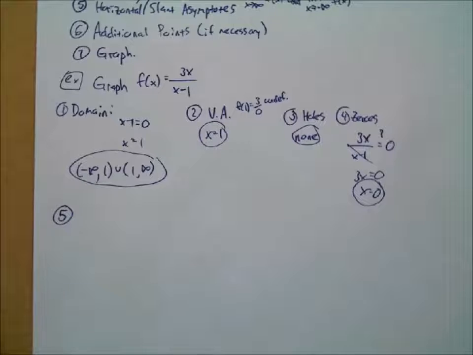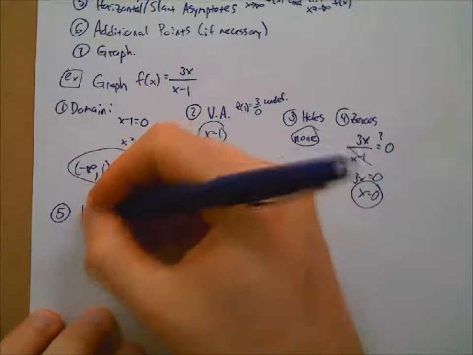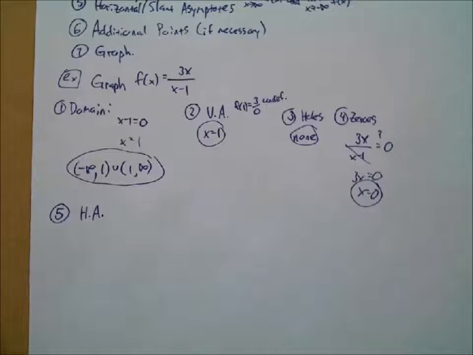Number 5. Okay, we're going to now find the horizontal asymptotes. And to find the horizontal asymptotes of a function, we do what?